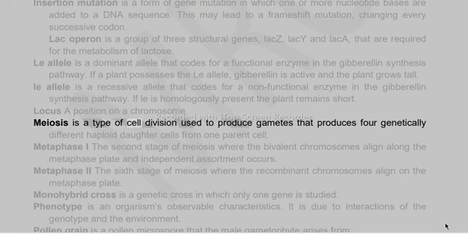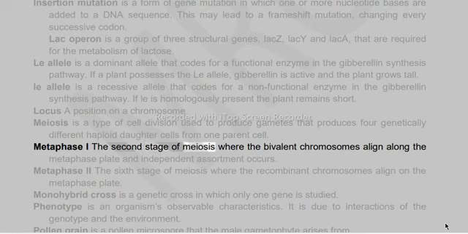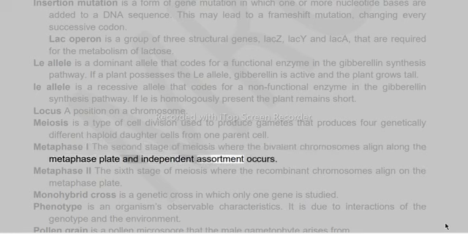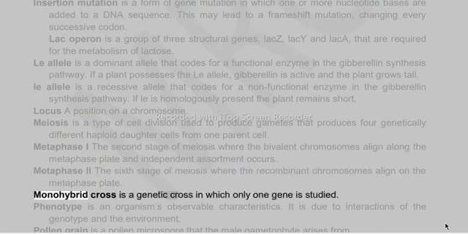Meiosis is a type of cell division used to produce gametes that produces four genetically different haploid daughter cells from one parent cell. Metaphase I, the second stage of meiosis, is where the bivalent chromosomes align along the metaphase plate and independent assortment occurs. Metaphase II, the sixth stage of meiosis, is where the recombinant chromosomes align on the metaphase plate. Monohybrid cross is a genetic cross in which only one gene is studied.